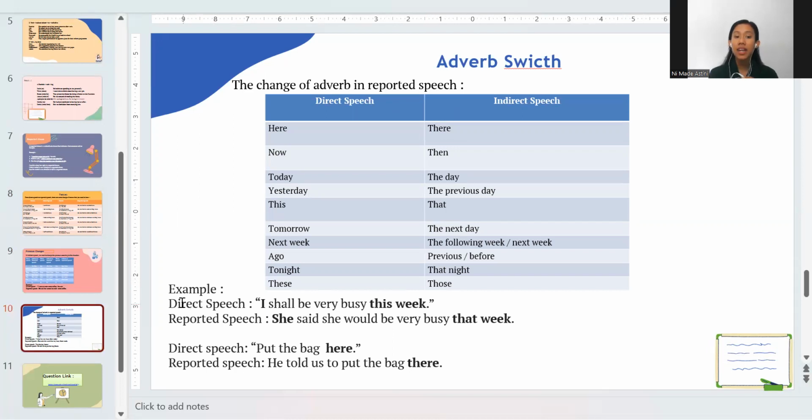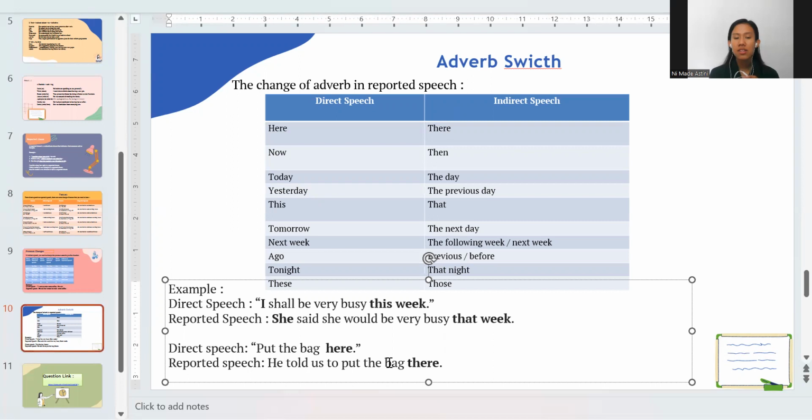For example, in direct speech, we say, "I shall be very busy this week." So in reported speech, we say that she said she would be very busy that week. So I changes into she, and then this week changes into that week. The second one, direct speech: "Put the bag here." For the reported speech, you would say, "He told us to put the bag there." So here is changed into there.